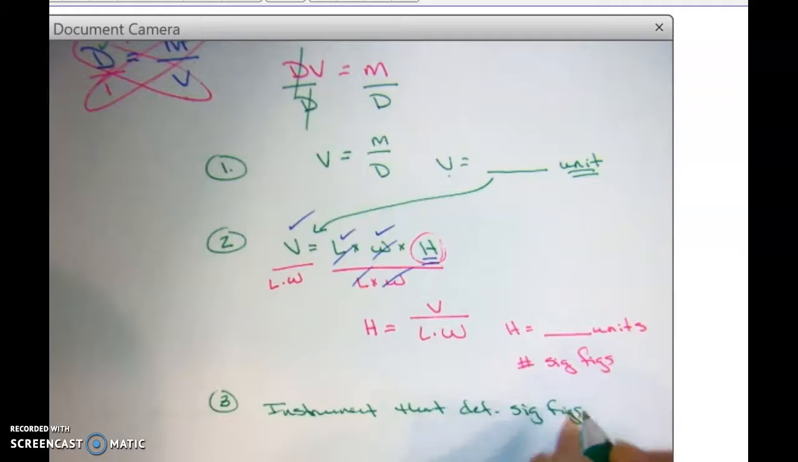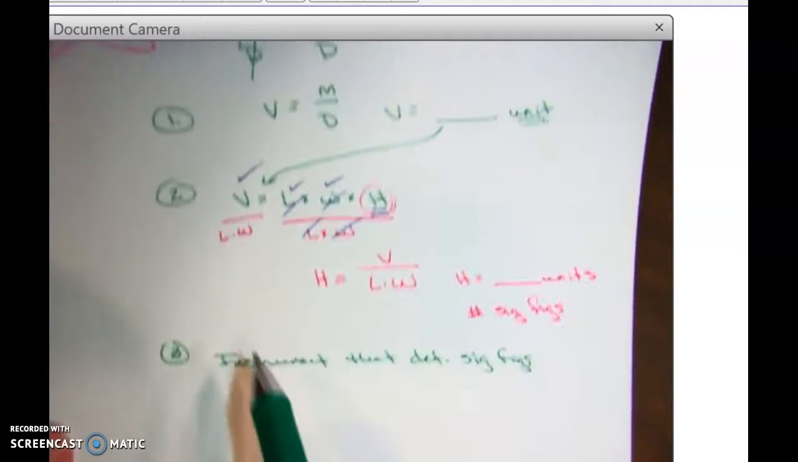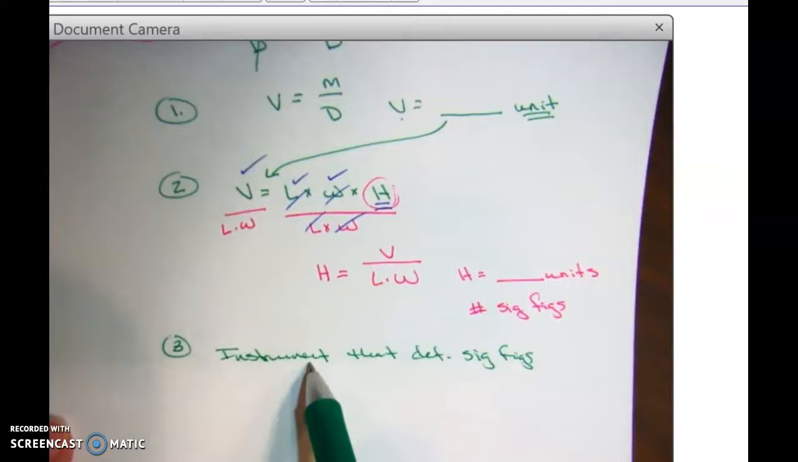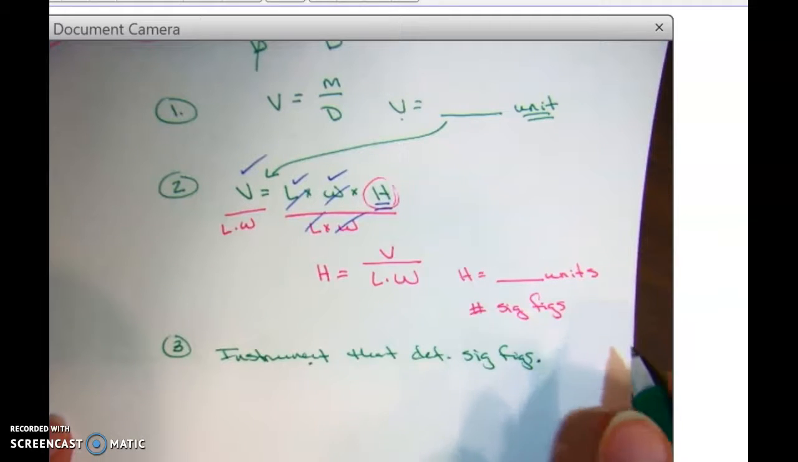Now, you're going to shoot me an email, 1 with your answer, 2 with your answer, and 3 with your answer. Which instrument determined the number of sig figs? If you want to add points to your grade.